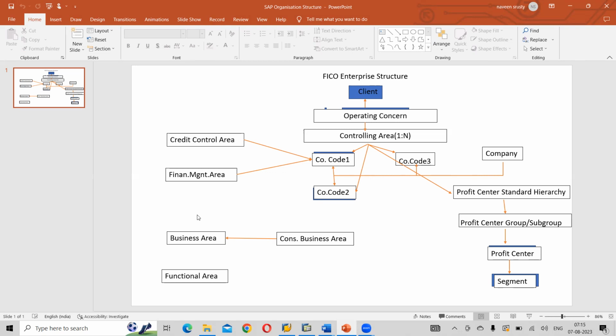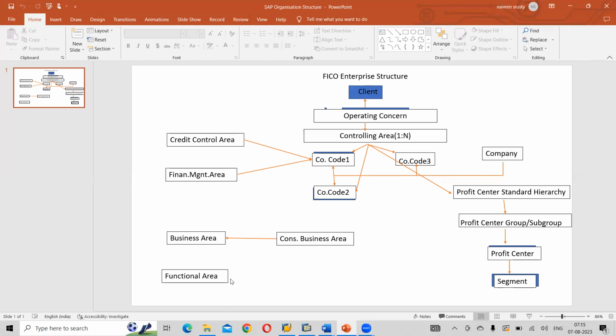But after 2020, majority of organizations are using both business areas as well as segments, right? Business areas they use for area of business, branches, and segment is used for product. So in this particular course, we are going to use business area as well as segment. And the next one we discussed just now, what do you mean by consolidation business area? What is the requirement of a consolidation business area? And after that, we have a functional area.